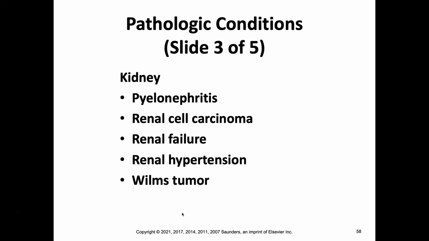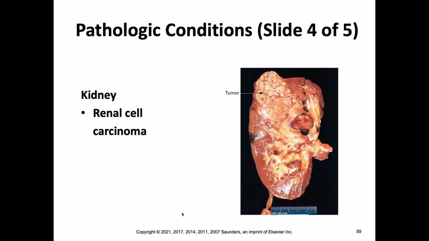All right, some other things that can happen with the kidney. Pyelonephritis, renal cell carcinoma, renal failure, renal hypertension, Wilms tumor. Here's an example of renal cell carcinoma. You see that tumor of those very unusual cells there that have grown, taken off, and become aggressive.